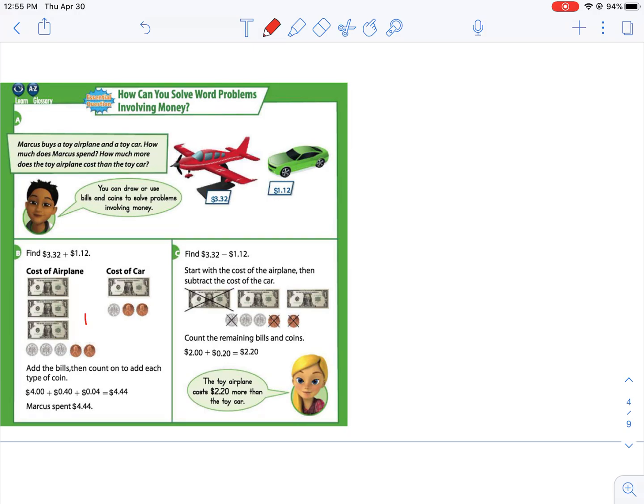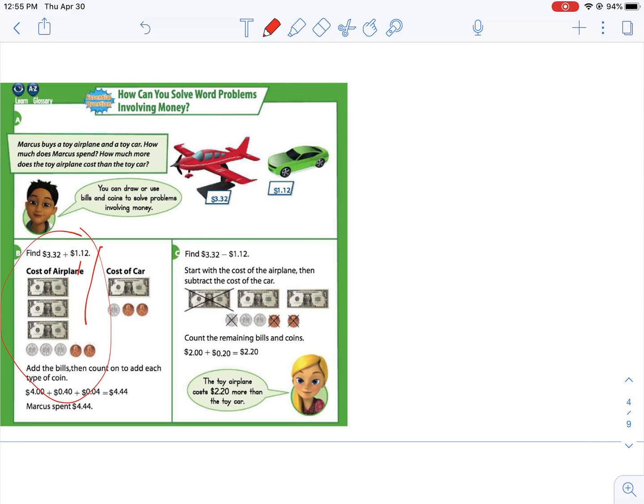So here's the cost. So if you had dollar bills around, you could do that. But there you go. We've got $3 and 32 cents, and then the cost of the car was $1.32. So you can add the bills, then count on and add each type of coin. So they have the $4, the 40 cents, the 4. So kind of like breaking it apart. And so it's $4.44. So Marcus spent $4.44.